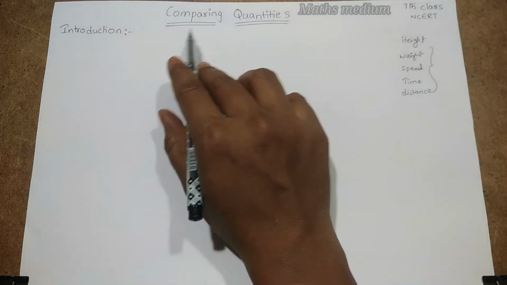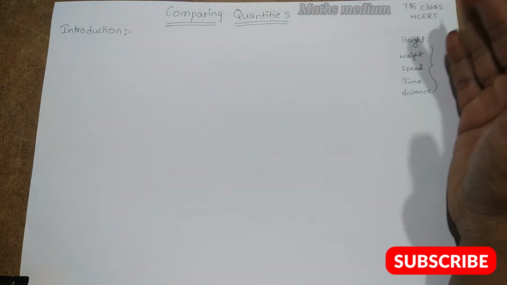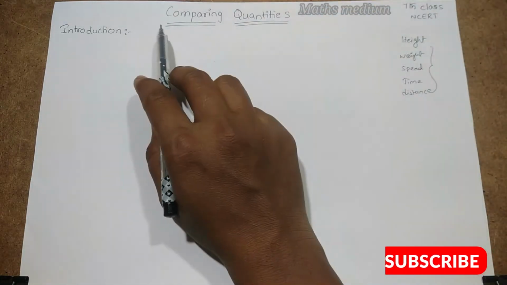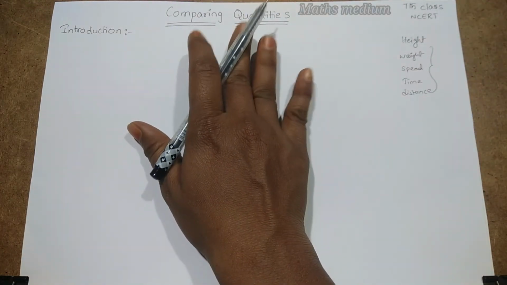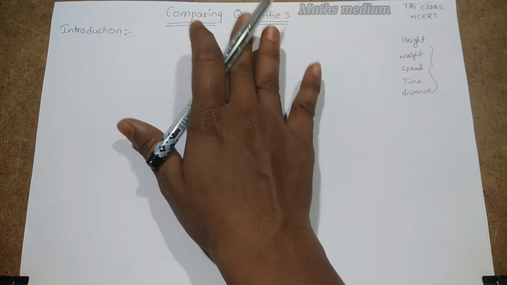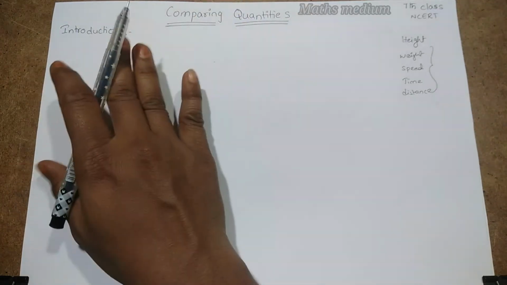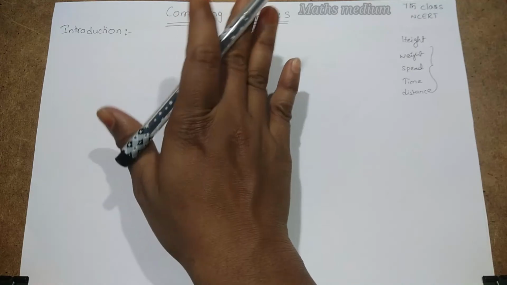But here, in comparing quantities, what is a quantity? These are the quantities in our daily life, but here we are going to compare the quantities. This is the main theme of this comparing quantities chapter. Okay, let's start with the introduction. First of all, we have to know what it is to compare a quantity.